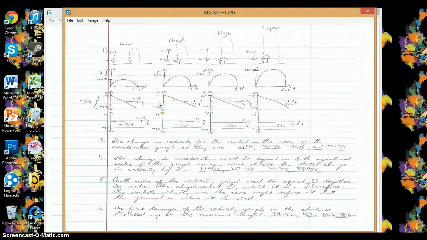Number 6, what is the maximum height of the rockets? The maximum height of the rockets is the area of the first triangle of the velocity graphs. So it's going to be 17 times 3.4 divided by 2. It's going to be the first triangles of all of these. For the first one it's 28.9 meters at the peak. The second one is 40 meters at the peak. Third, the high is 62.5 meters at the peak, and the super high is 78.6 meters at its peak.